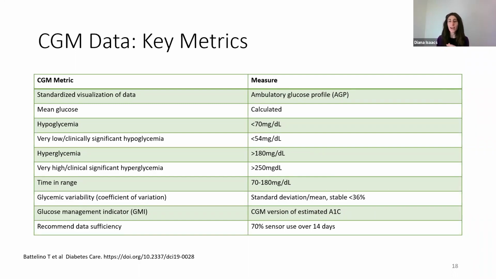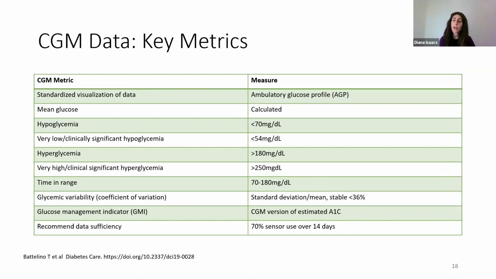The other key thing on here is the data sufficiency. So generally you want to have about 70% data over a 14-day period. Now, what if you don't have all that data? Well, that's okay. You can still have a very meaningful conversation with the person with diabetes. But what it means is some of these metrics, like time in range and glycemic variability, you are missing some of the data, so they may not be quite as accurate.